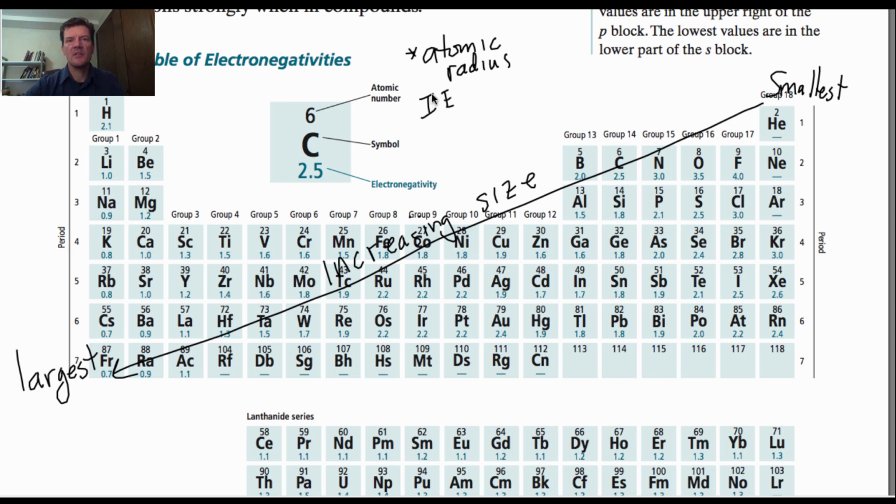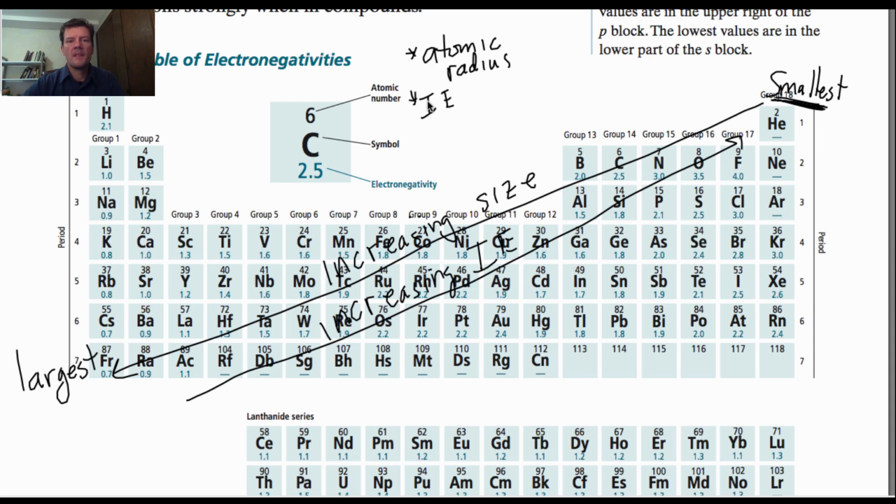Ionization energy talked about how hard it is to pull away an electron, the outermost electron. Well, the smallest atoms are going to have the tightest hold on electrons. So that means the arrow goes the other direction. This is increasing ionization energy.